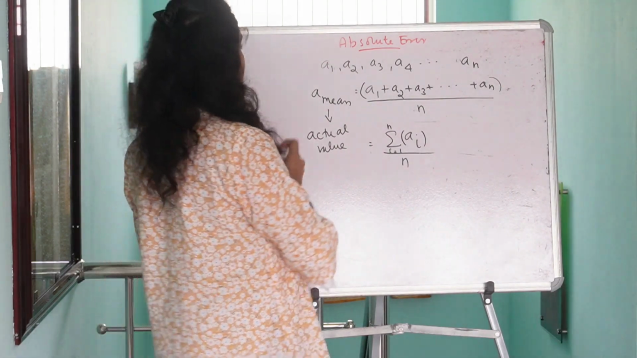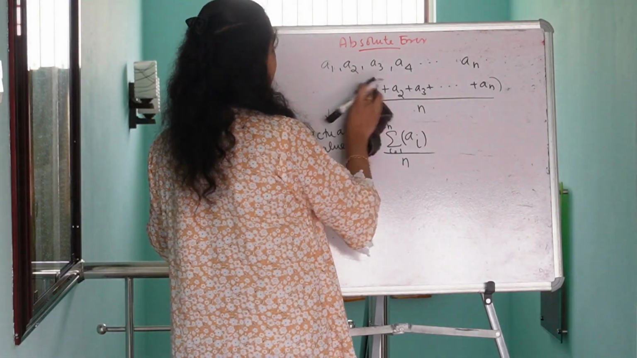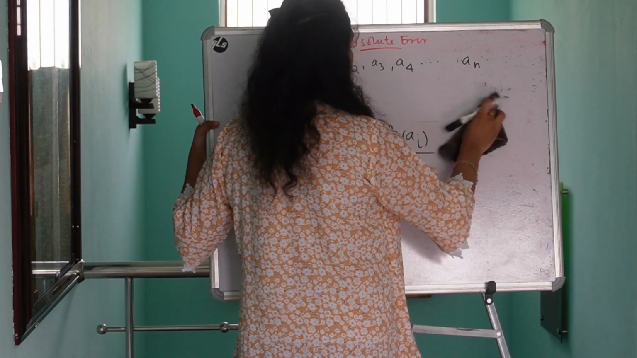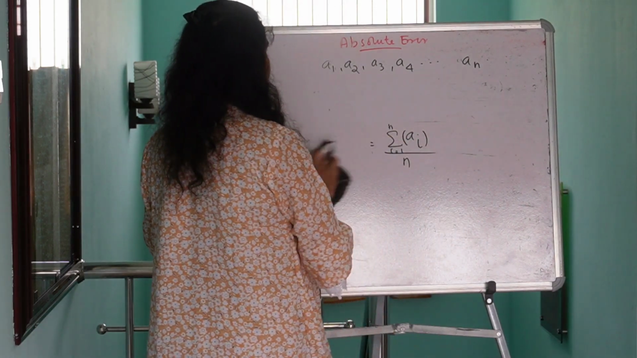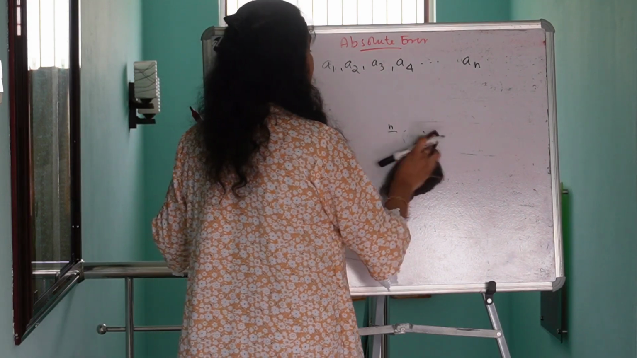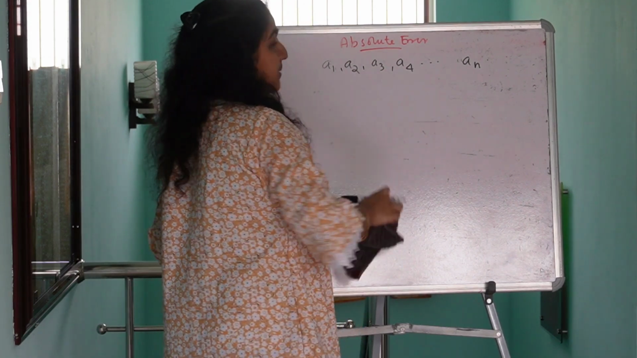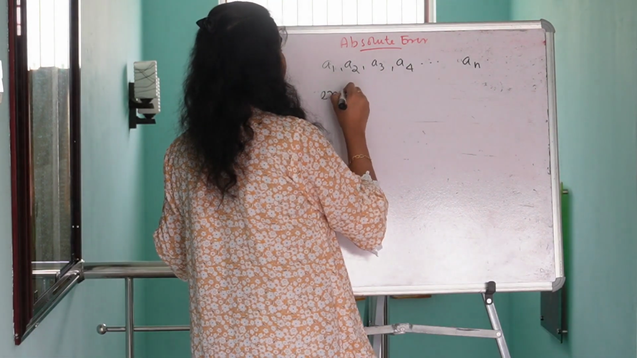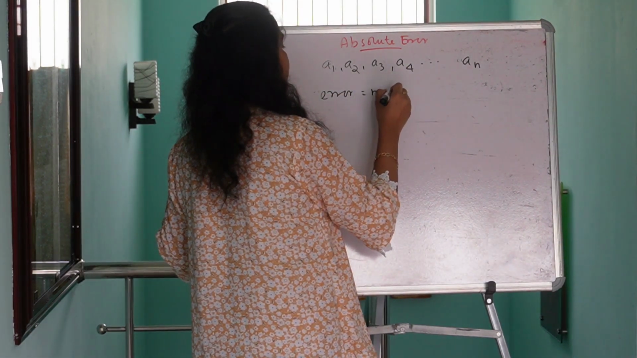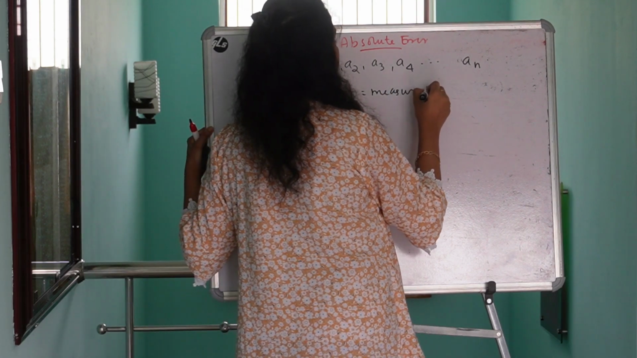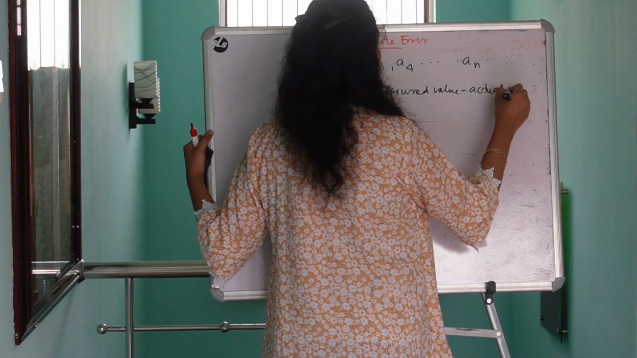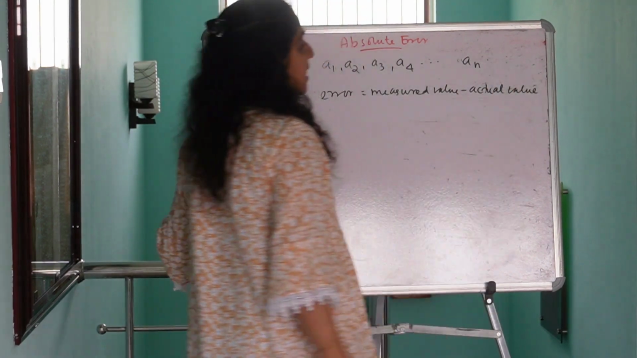Yes. Now let's find the error in each measurement. How do we find the error in each measurement? For finding error in each measurement, we need two parameters, that is the measured value and the actual value. Error is equal to measured value minus actual value, isn't it? Error is equal to measured value minus actual value.